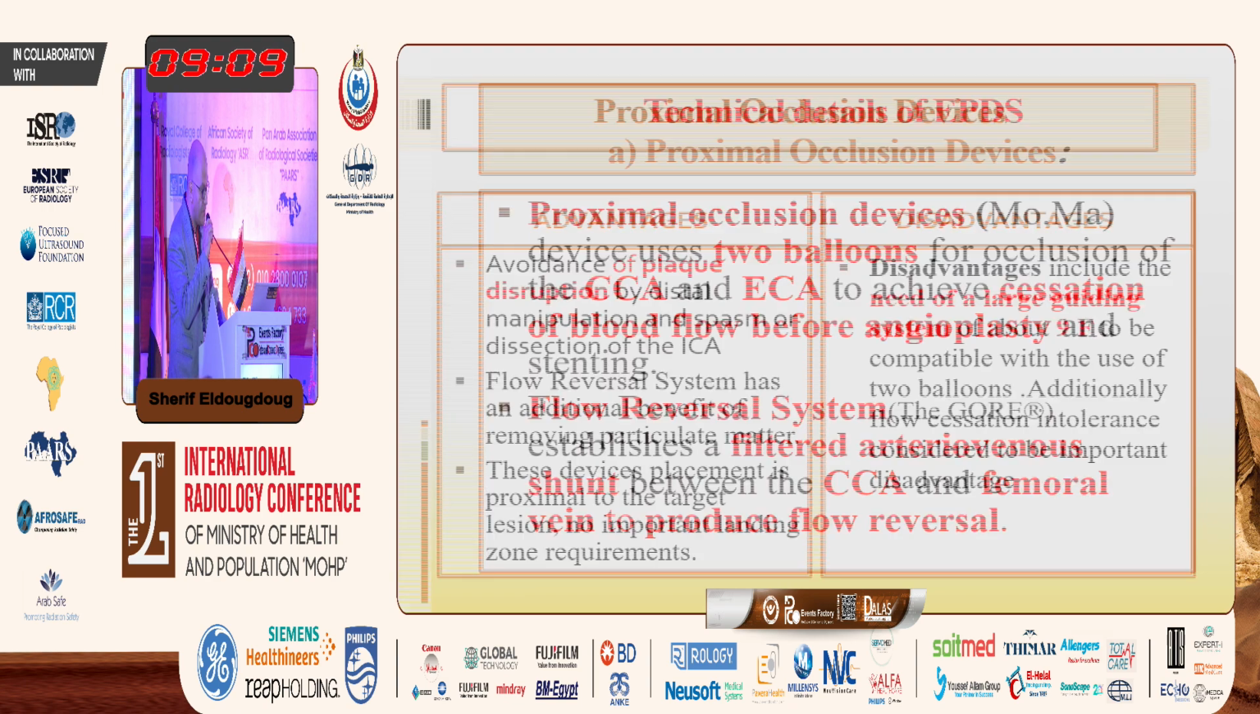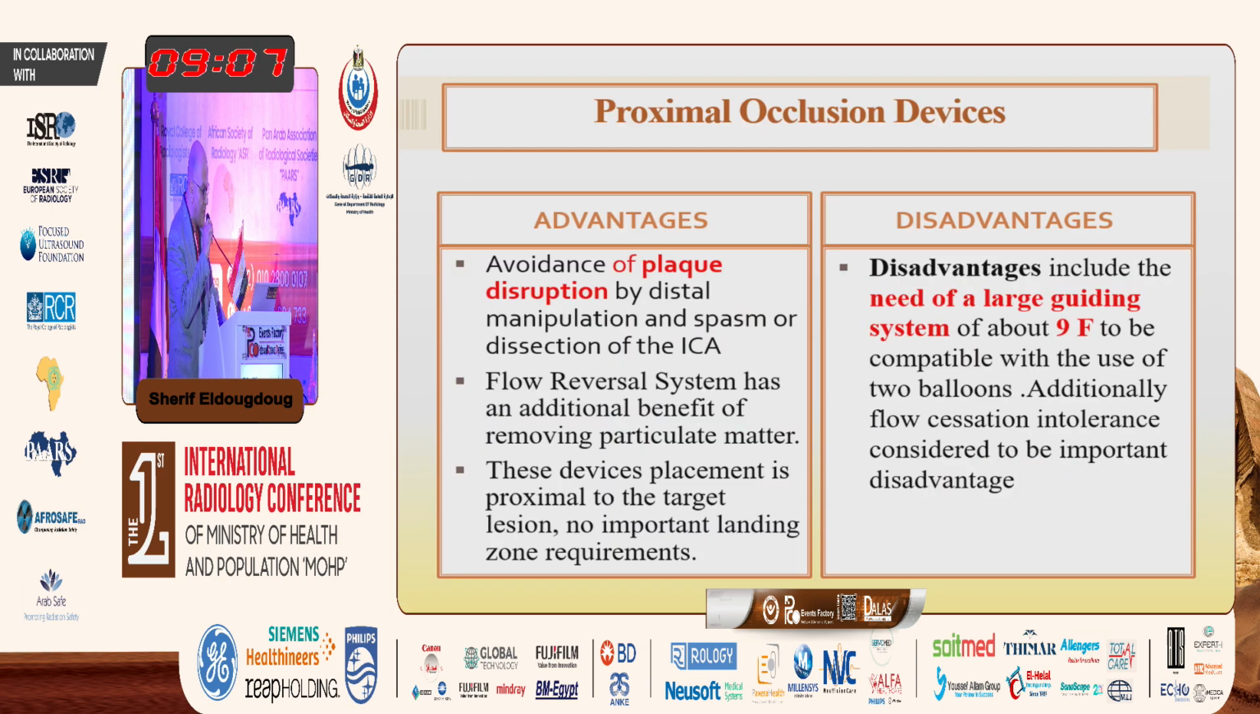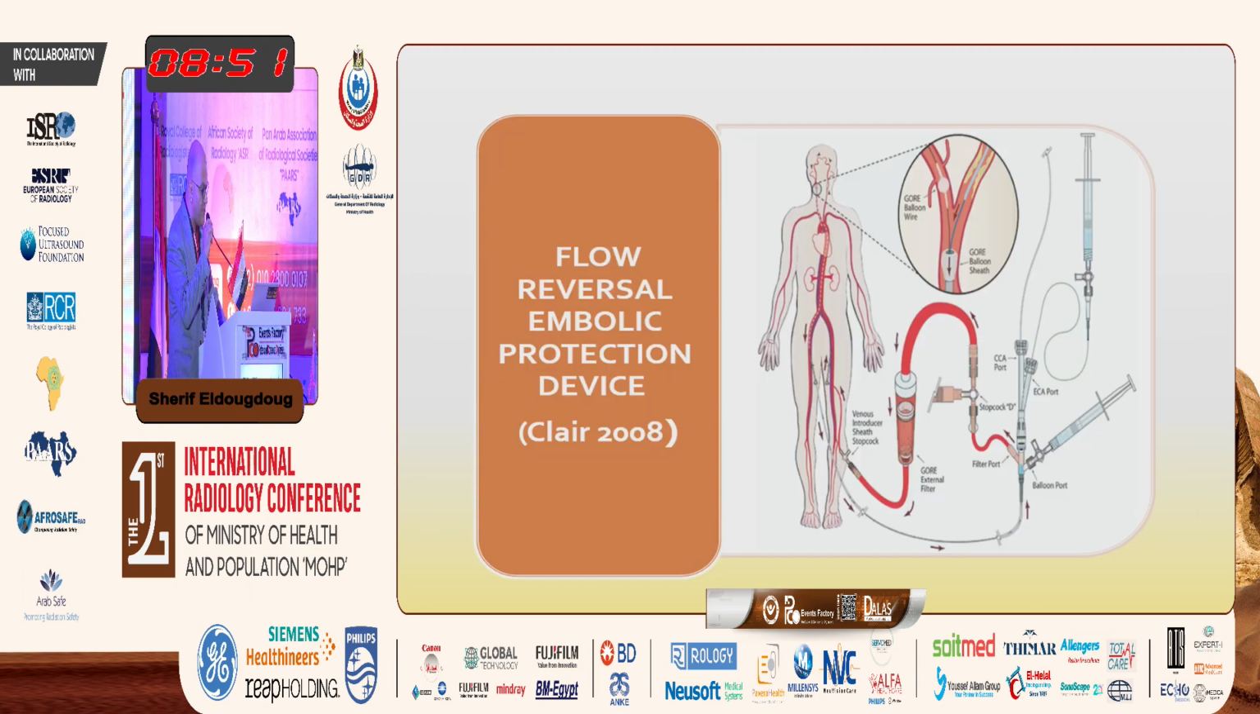flow reversal. The advantage of proximal occlusion devices is the avoidance of plaque disruption by distal manipulation and spasm or dissection of the internal carotid artery, and the disadvantages include the need for a large guiding system of about 6 French to be compatible with the use of 2 balloons. This is a diagram showing the flow reversal embolic protection device.